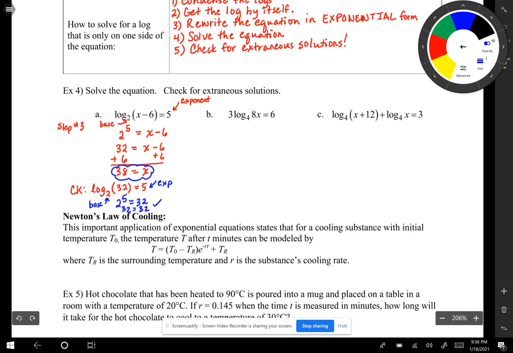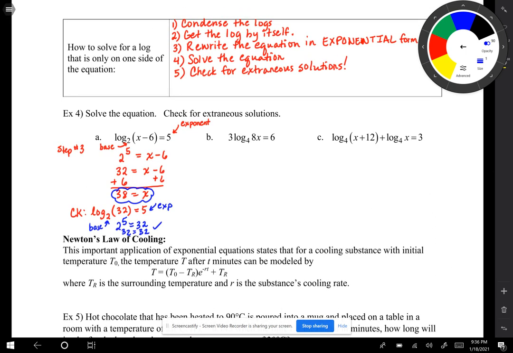Okay, our next one, the logs are already condensed. You only see the word log once. We need to get the log by itself. So the first thing we want to do is divide both sides by 3. So we get log base 4 of 8x equals 2. And now we can write it in exponential form. So 4 is our base, raised to the 2 power equals 8x. 4 to the 2nd power is 16. Divide by 8. X equals 2.